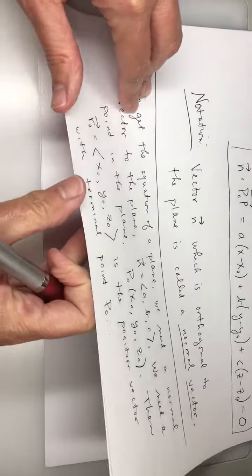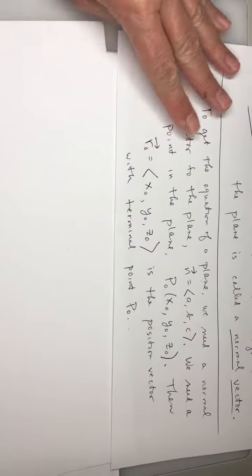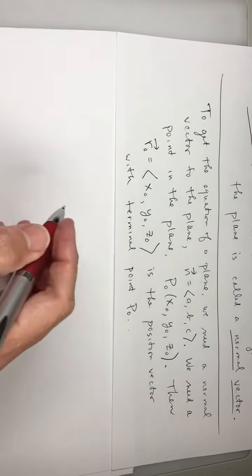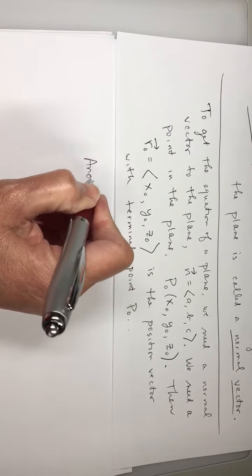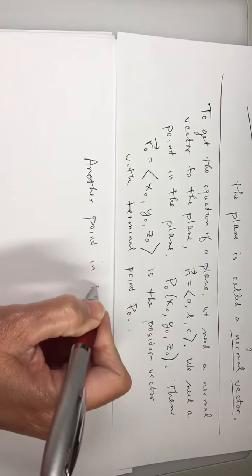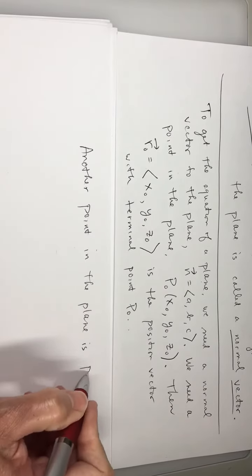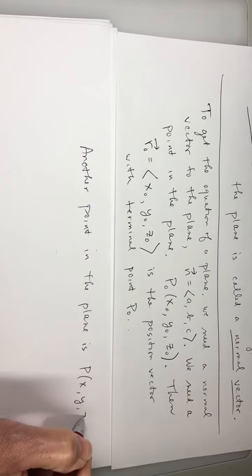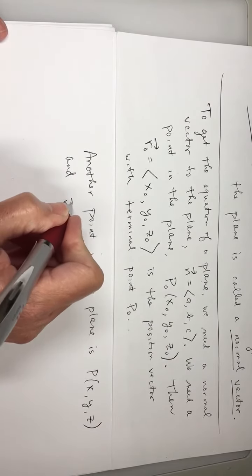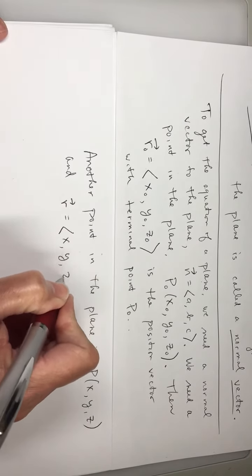Another point in the plane would be p equals x, y, z. So write that. Another point in the plane is P, which is point x, y, z, and we'll let vector r be the position vector with terminal point P.